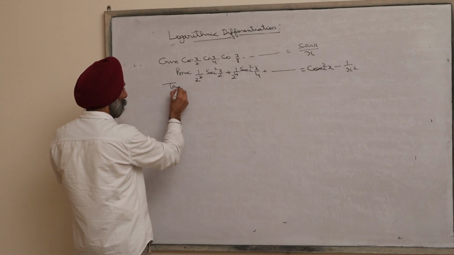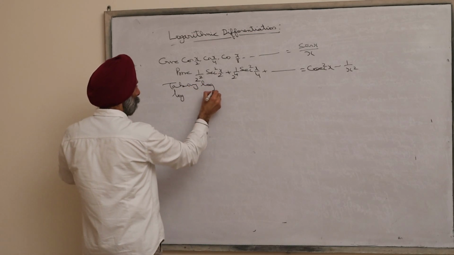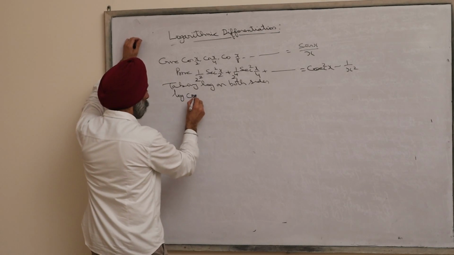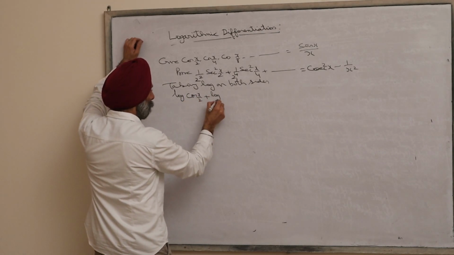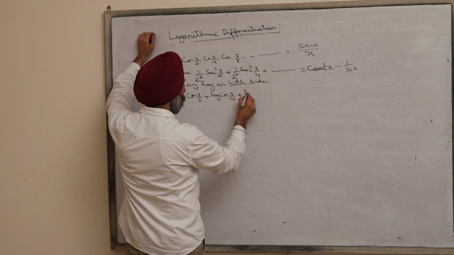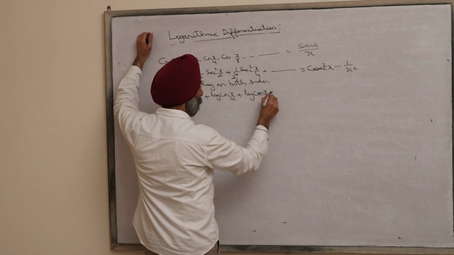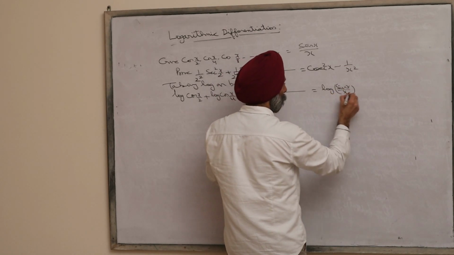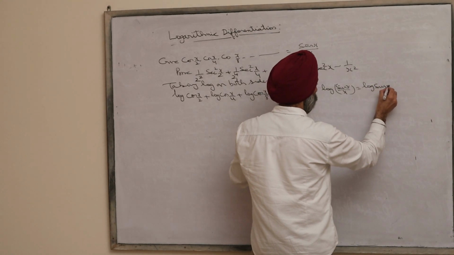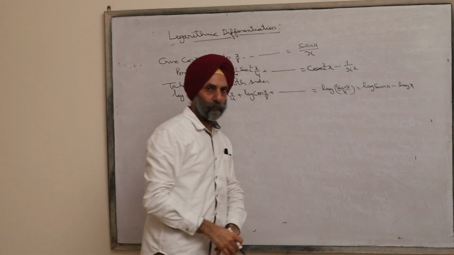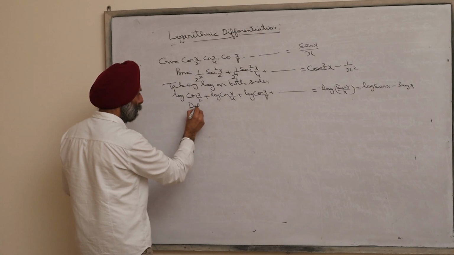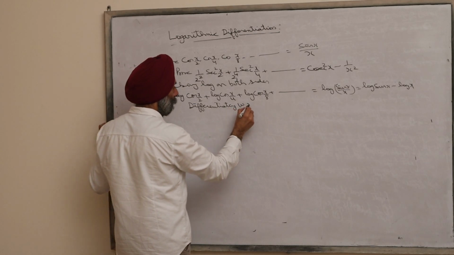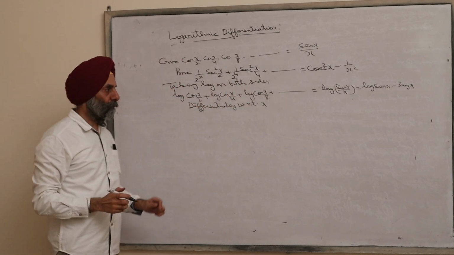So taking log on both the sides, log cos x by 2 plus log cos x by 4 plus log cos x by 8 and so on up to infinity is equal to log sin x over x, which is your log of sin x minus log of x. Now differentiating with respect to x on both the sides.